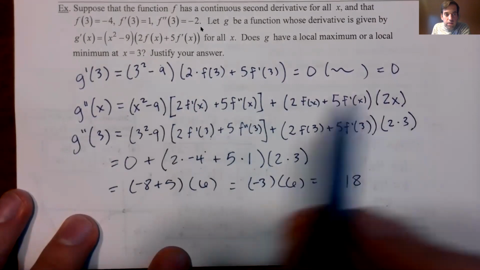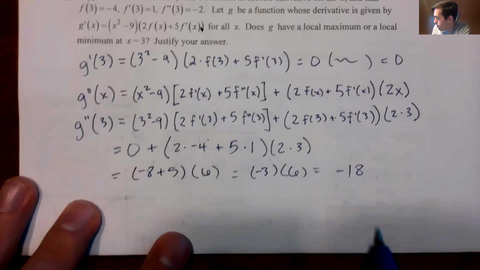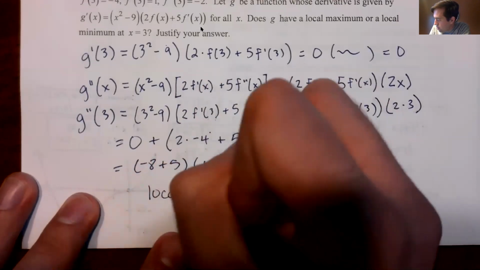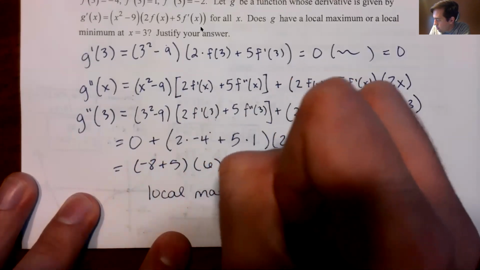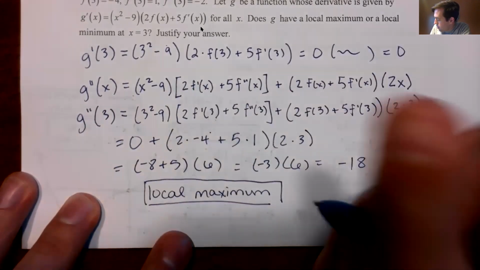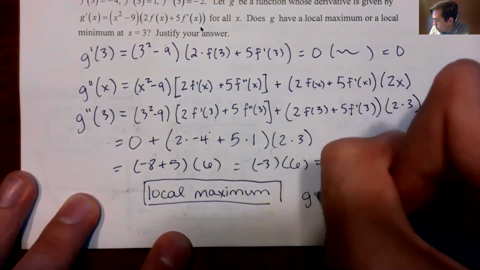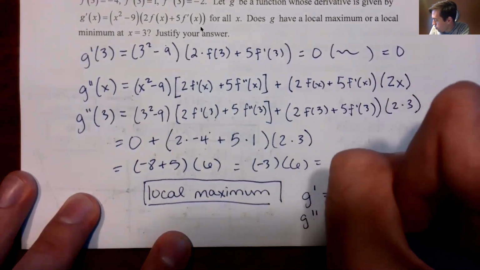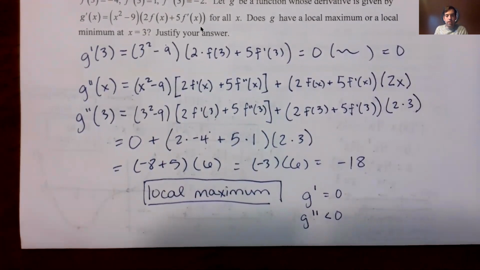So our first derivative is 0, the second derivative is negative. So that means we have a local maximum, because g prime was 0 and g double prime was less than 0. All right, so that's that question. Let's keep going.